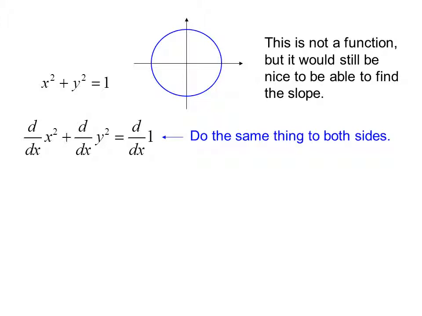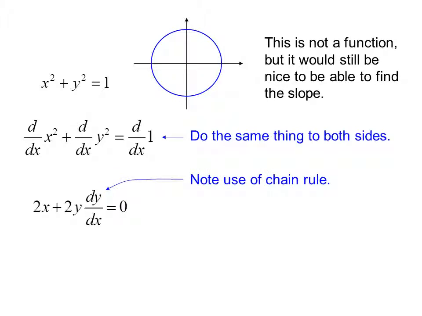One of the basic rules of algebra is what you do to one side, you do to the other side. Here we're going to take the derivative of both sides. We take the derivative with respect to x, and we get 2x plus 2y dy/dx equals 0. Notice that when we took the derivative with respect to x of y squared, because it was the derivative with respect to x, not y, we needed to use the chain rule. Also, the derivative of a constant is 0.